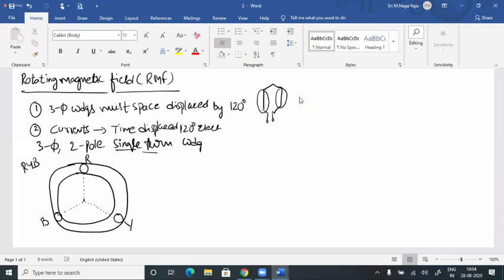Now R phase has this one coil side. Where would the other coil side be? Exactly opposite. That is R dash. That means you take one wire, insert it into this slot, and the remaining wire you need to take out from this R dash slot. It completes one single turn. All of you understood?